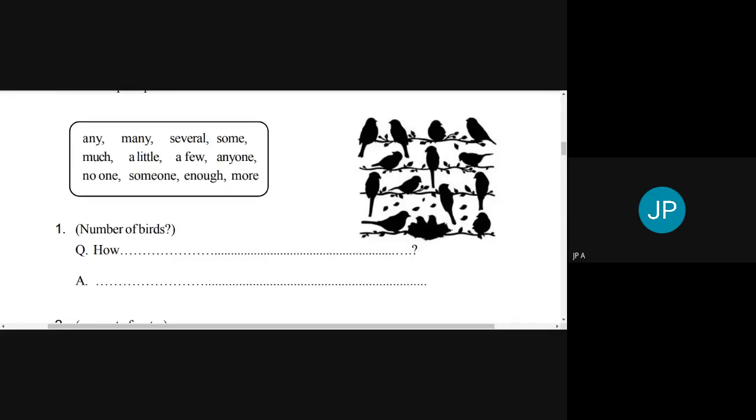So determinants actually come under different categories. They can be quantifying determinants like this. Okay, these are all quantifying determinants. So we can say that they are quantifying determinants. Okay, so determinants can be of many kinds. Determinants can be articles. Okay, determinants can be demonstrative. Okay, the demonstrative determinants are there, like this, that, those, etc. They are all called demonstrative determinants.